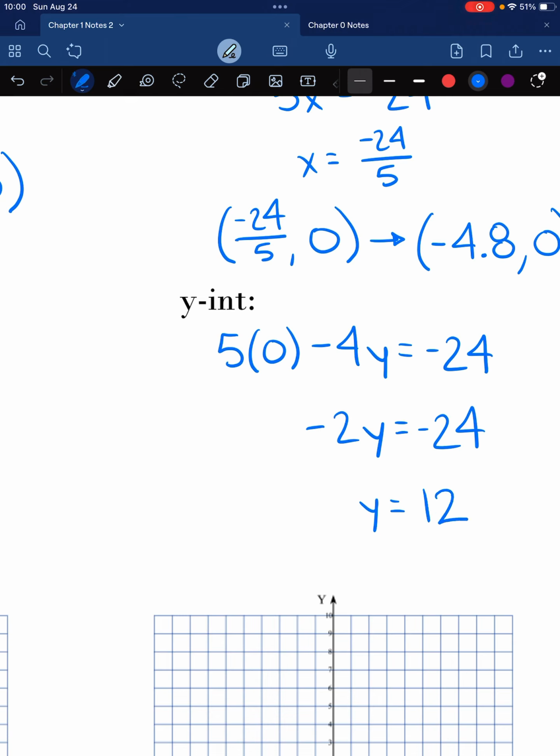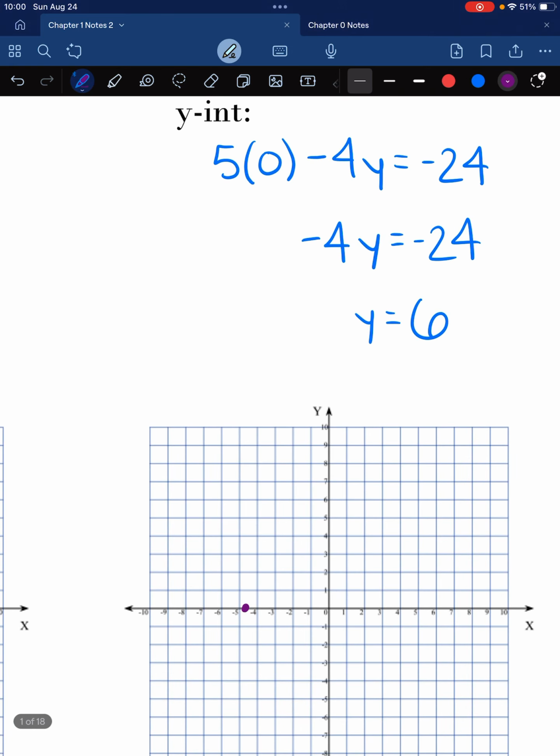Oh, goodness. What have I done? I am just all over with copying the wrong numbers down. We've got to be careful. Use your brain. Okay, now that I've copied that down correctly, I don't know where the -2 came from. So now we have -4y, divide both sides by -4, and we end up with 6 there.